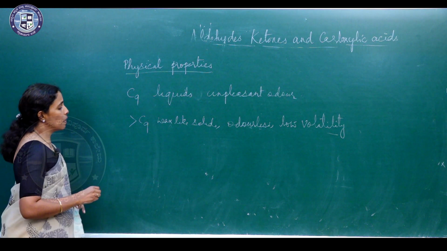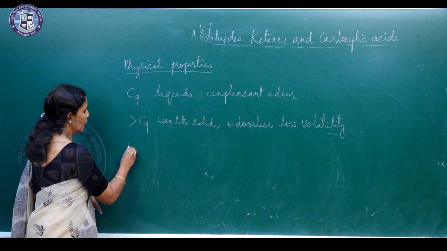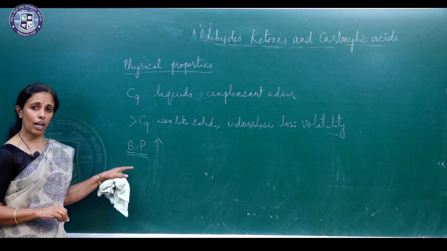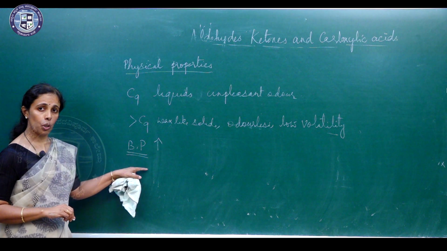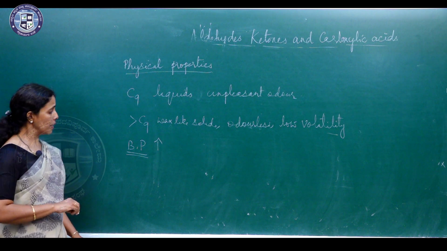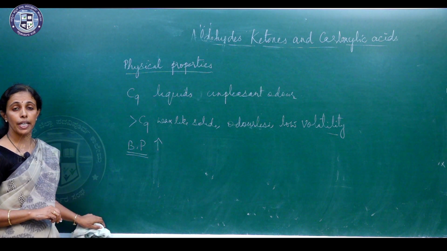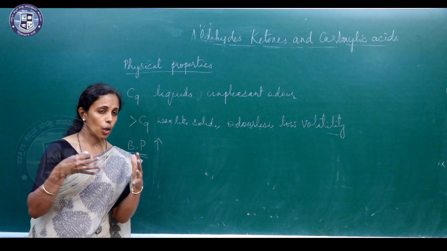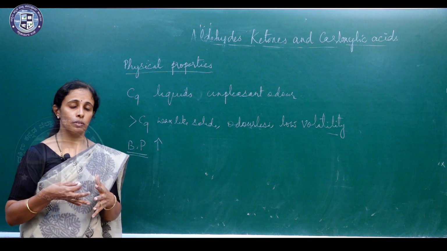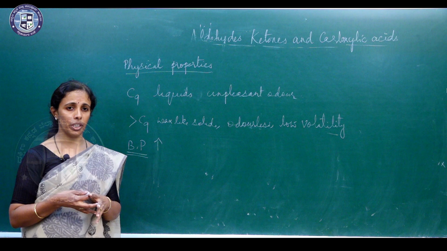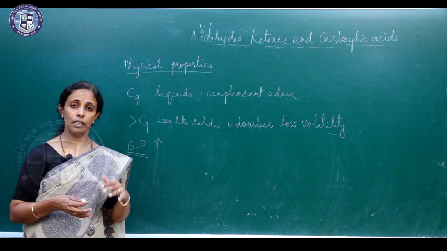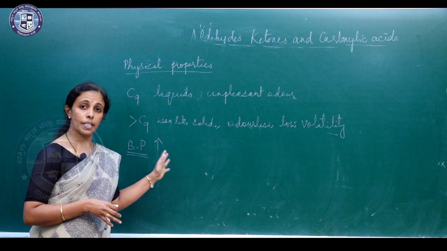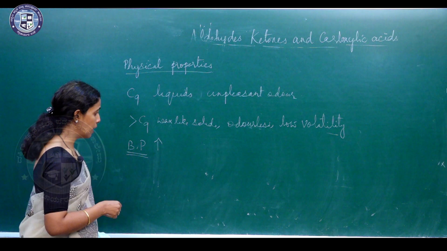Coming to the boiling point of carboxylic acids. The boiling point of carboxylic acids is high when compared to aldehydes, ketones and even alcohols of comparable masses. That is because carboxylic acid molecules undergo extensive intermolecular hydrogen bonding, and even in the vapor state the bonds cannot be broken. So, carboxylic acids exist as dimers even in the vapor state.